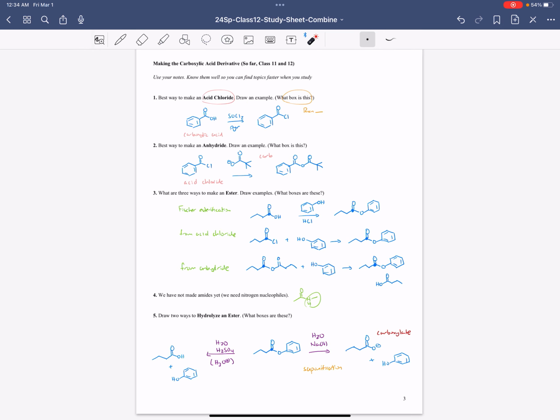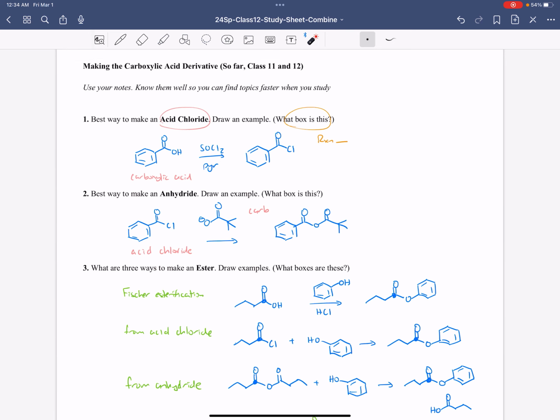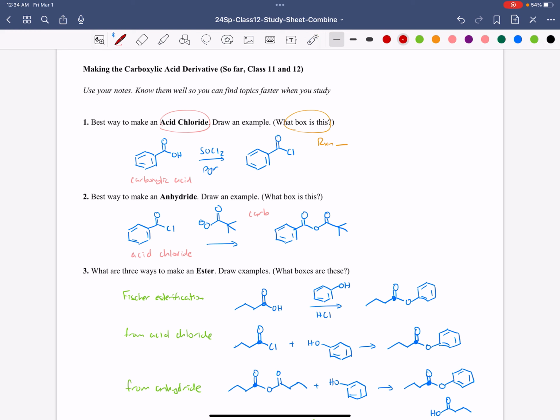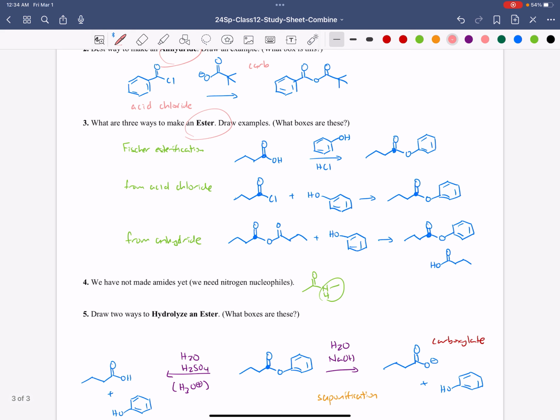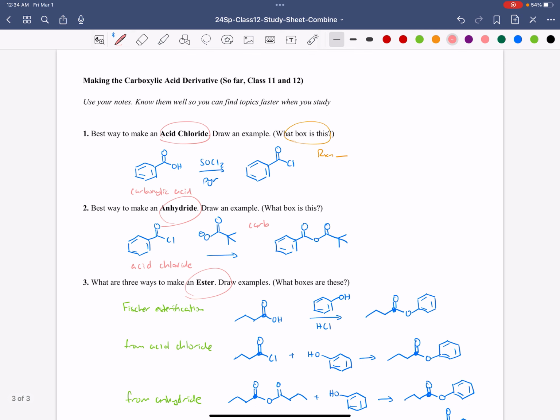Why is this study sheet helpful? This particular study sheet is, hey, we're in the chapter of carboxylic acid derivatives. We better know how to make those derivatives, whether it be an acid chloride, anhydride, ester, and then we're going to do amides on Monday. Okay, good luck.